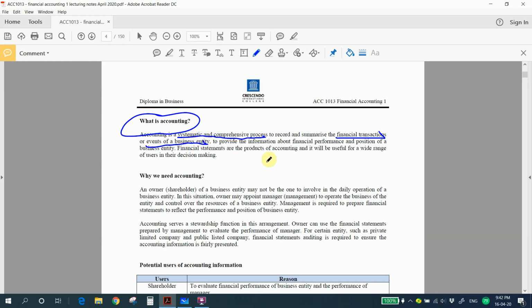Financial statements are the product of accounting. It means that after you prepare the account, you can get financial statement. So this financial statement will be useful for a range of user for their decision making. So this is accounting. Gather and summarize the business transaction in order to understand whether your company is making loss or making profit.